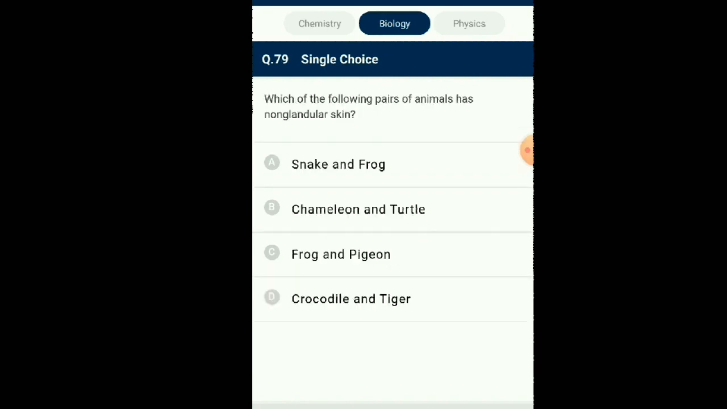Question number 79. Which of the following pairs of animals has non-glandular skin? Aves have dry skin and don't contain any glands except the exocrine gland at the bottom of the tail. So the answer for this question is option B, chameleon and turtle.